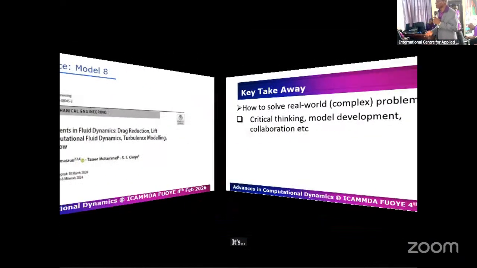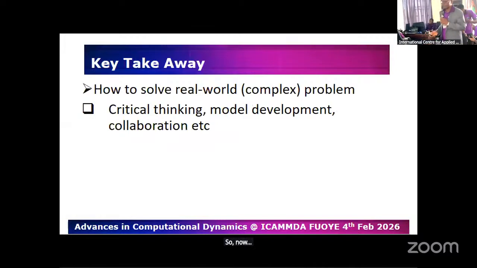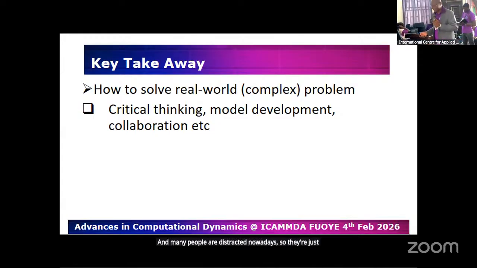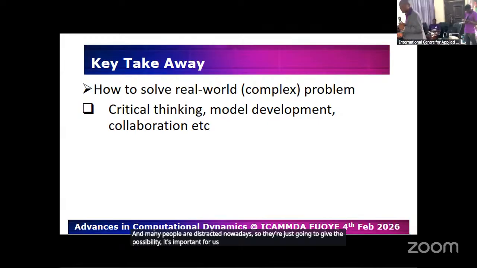So now, what do we take away from all that I've said? We need to realize that solving one problem demands critical thinking. We have to think deeply. We have to search literature. We have to look for things. So critical thinking is very germane. It's not trivial, and many people are distracted nowadays. So critical thinking becomes very important for us to put into perspective.